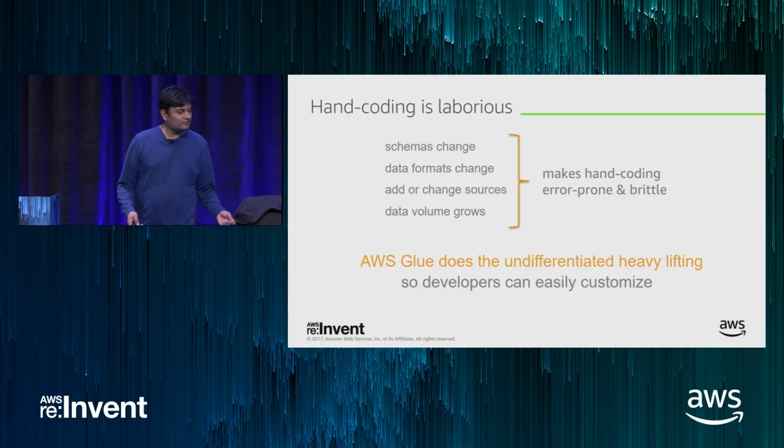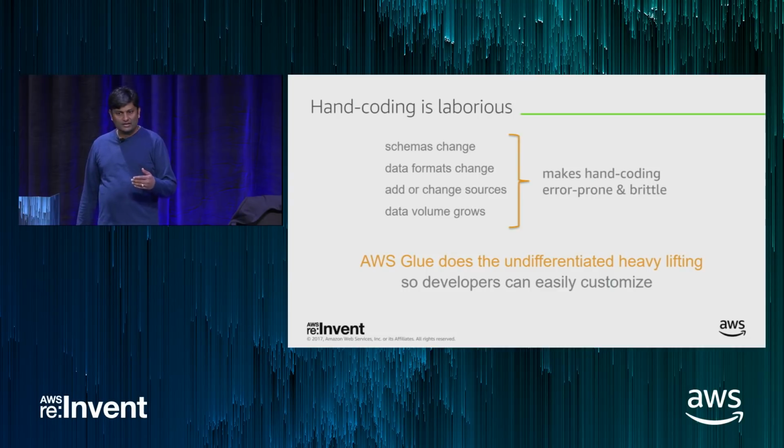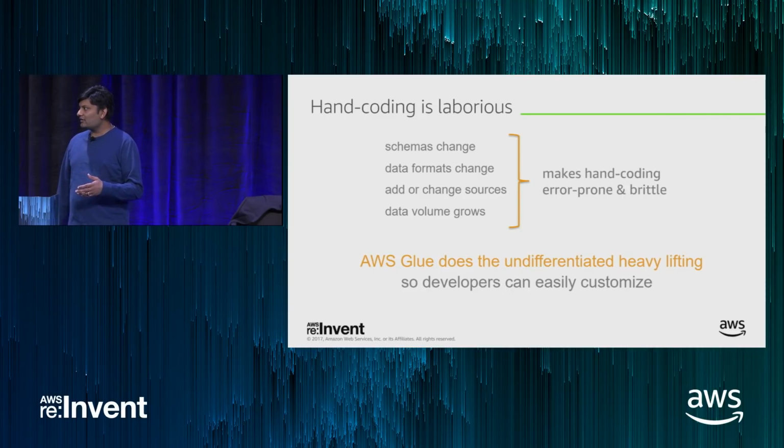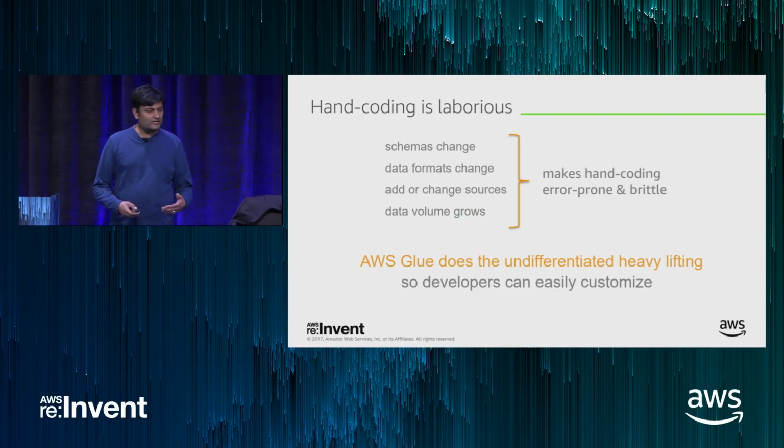So what does AWS Glue do? It actually does a lot of the undifferentiated heavy lifting that you need to manage these changes, so that developers can focus on the high-level things that they want to get done for their ETL code, and we do the rest underneath.